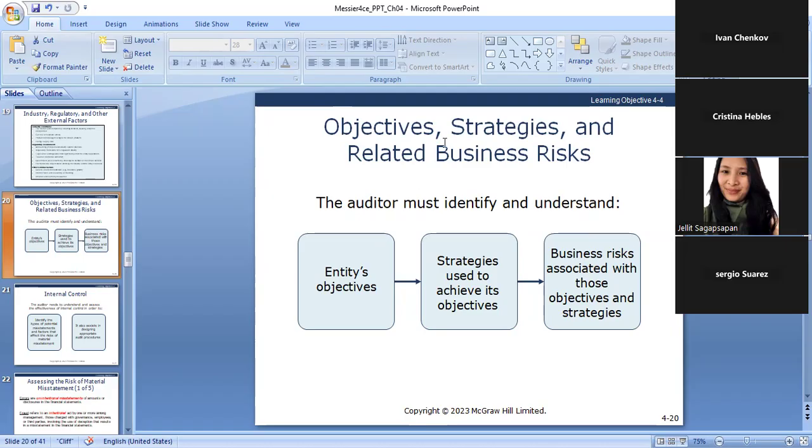So anyway, that's what's coming: objectives, strategy, and related business risks. You have to understand a little bit about governance and a little bit about managerial accounting here. What we're chasing is the entity's objectives, what the entity wants, and the strategy the company is using to achieve those objectives. Once we know those things, we can identify the business risk associated with these objectives and the strategy the company is using.